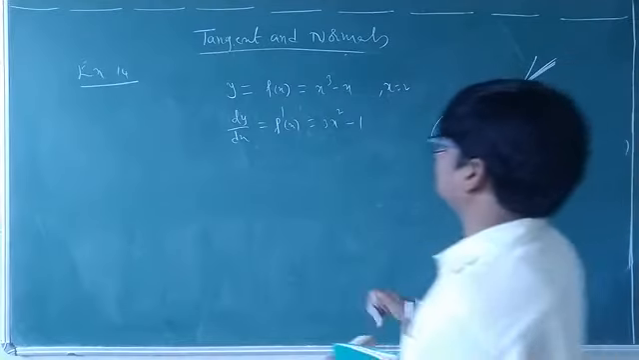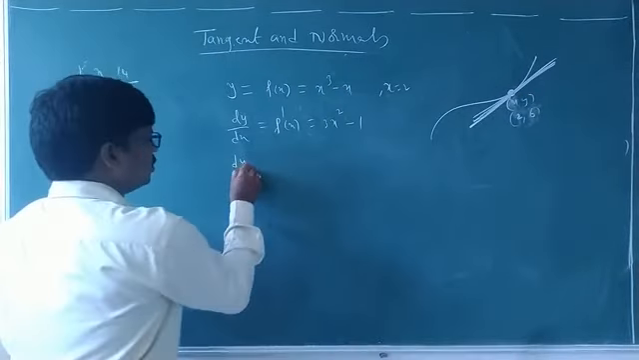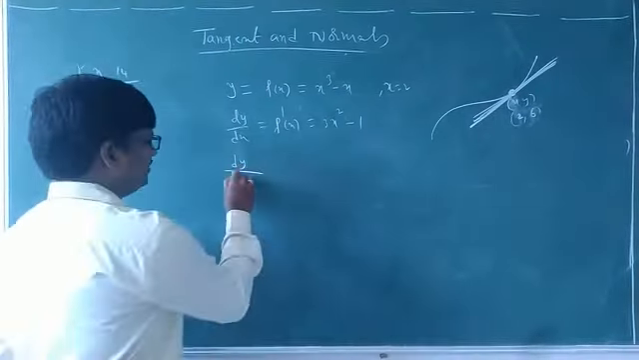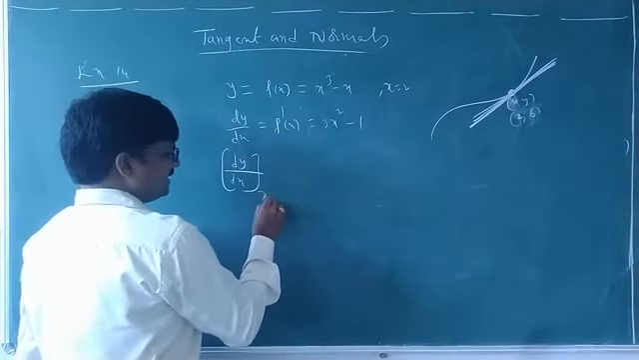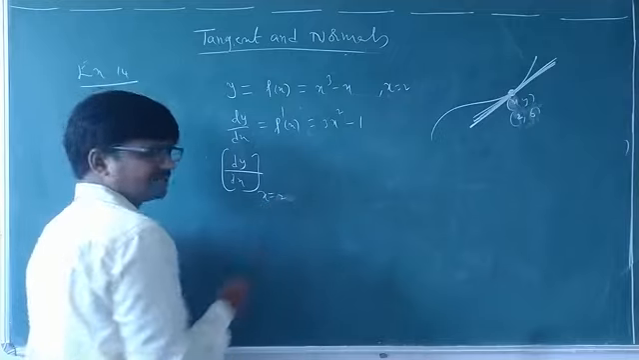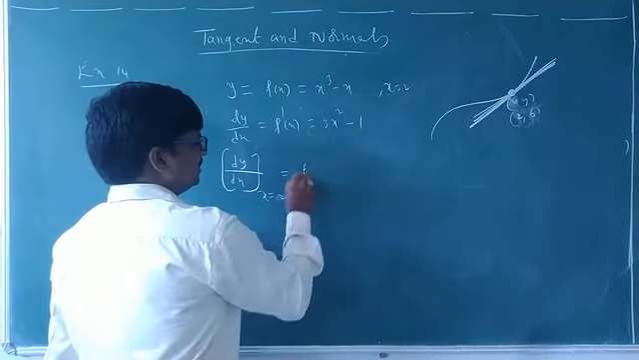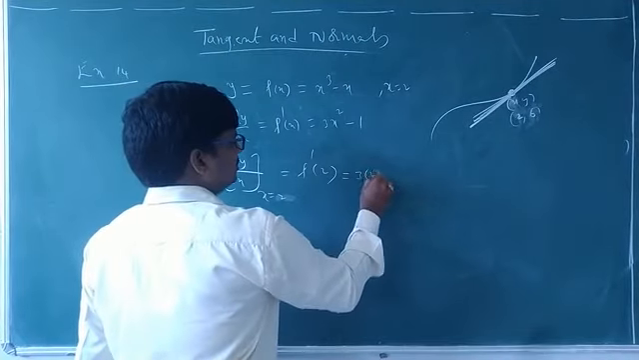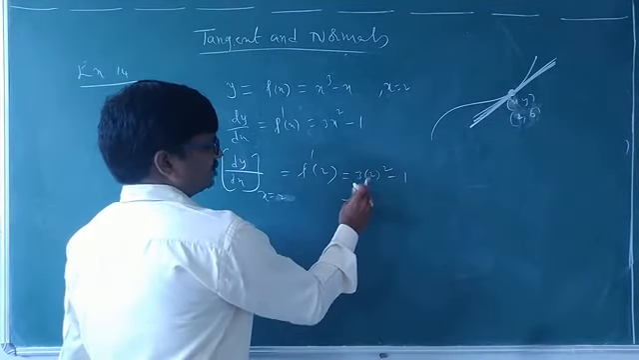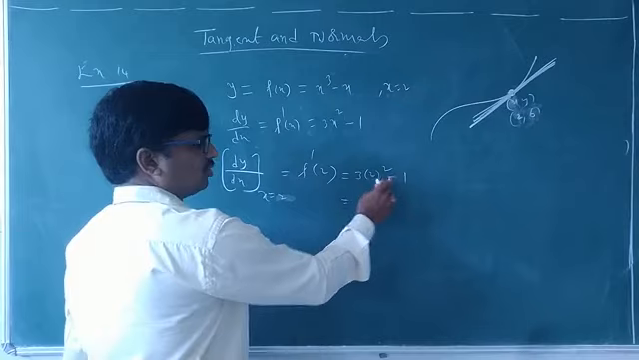Now just see what is being asked here: the slope of the tangent, dy by dx, at x is equal to 2. I mean, the value of f dash of 2 is being asked. Substitute here: 3 into 2 square minus 1. 2 square is 4, 4 threes are 12, 12 minus 1 is 11.